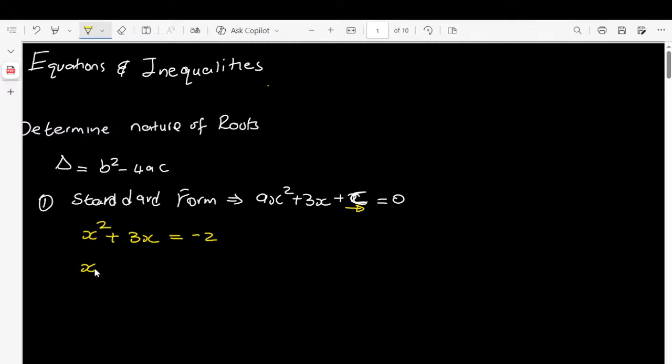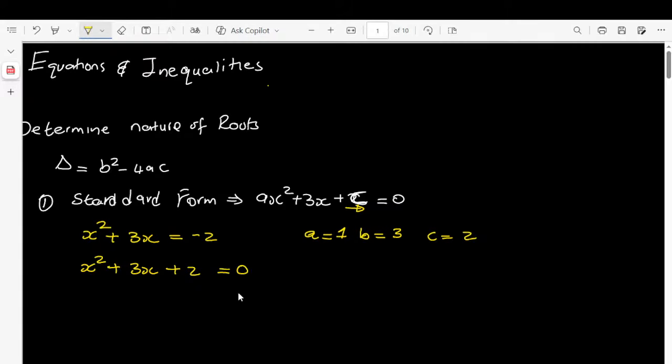So this will give me x squared plus 3x, the 2 will come to this side to be positive, and now I can equate this to 0. So it is in the correct form. You just have to tell us what the value of a equals, what the value of b equals, and what the value of c equals, so that when you substitute, you make sure that everything is correct. Now the value of a here is 1, the value of b is 3, and the value of c is positive 2.